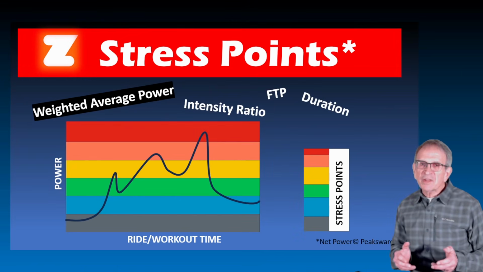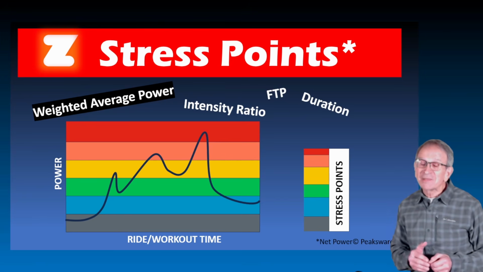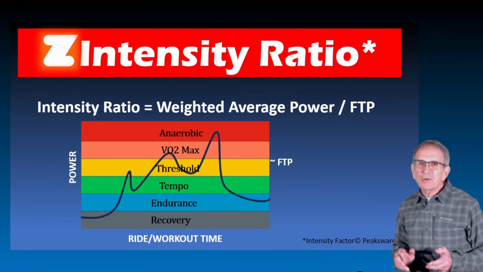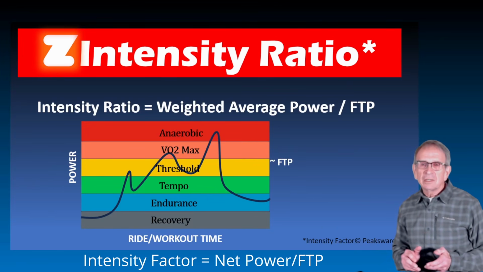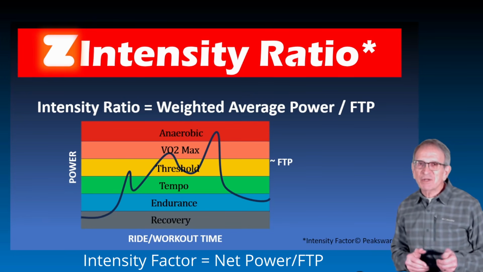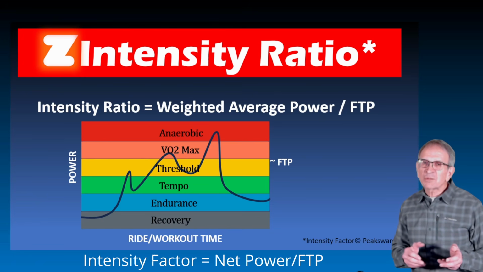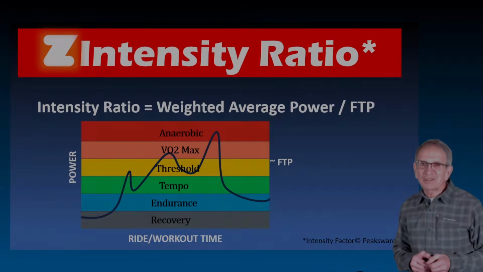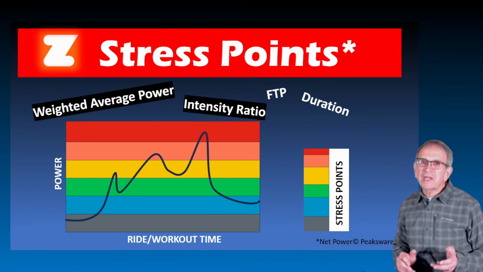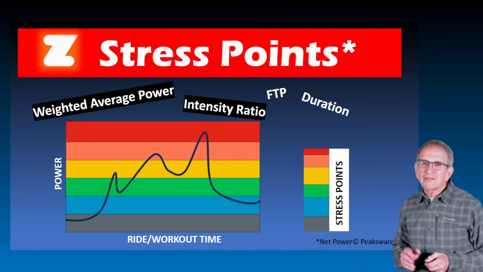Now I've explained the first one of these measures that we need to ultimately calculate stress points. Now let's go on to intensity ratio. It's a lot simpler. Intensity ratio, or intensity factor, is equal to the weighted average power of a ride divided by your FTP. It's just that straightforward. How intense is the ride compared to your functional threshold power? Intensity ratio.